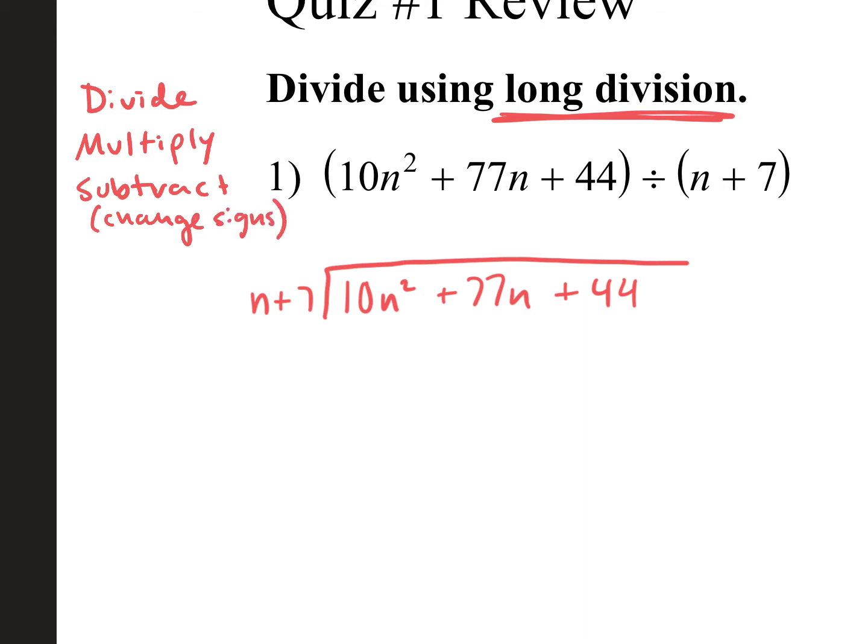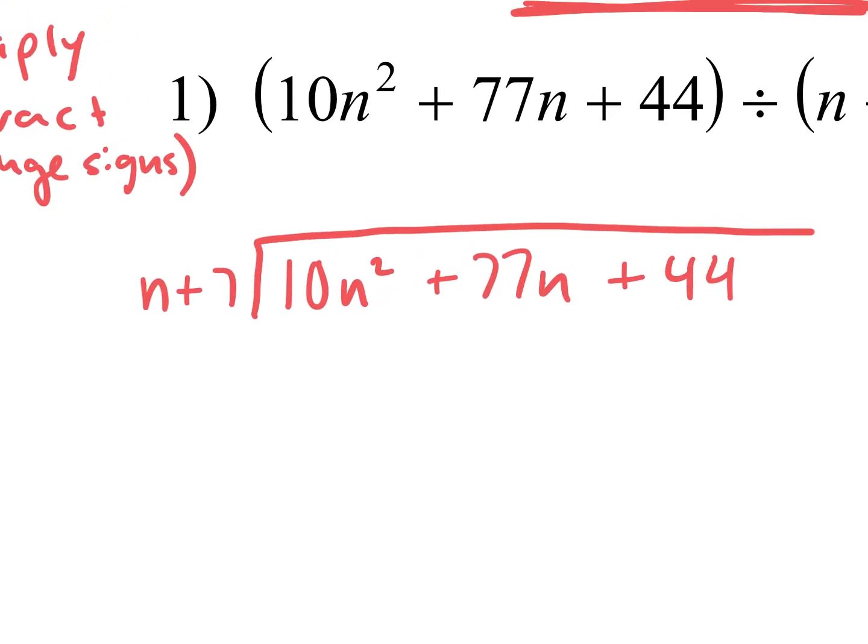So step 1 is divide. So when I divide 10n squared by n, all I'm doing is taking away one of the n's. So if it's n squared, what do I get when I divide it? 10n. So when you divide, you just take away an n. That works every single time. So the number is going to stay the same. The variable stays the same. You just take one of them away.